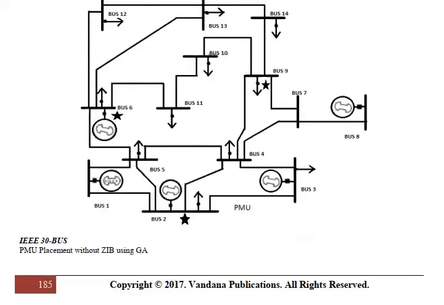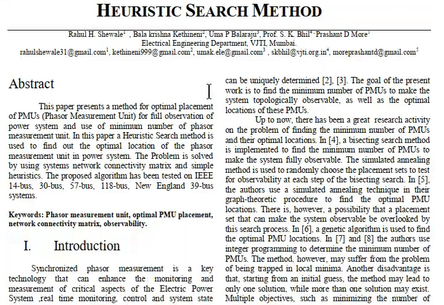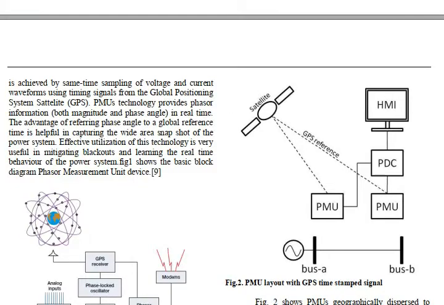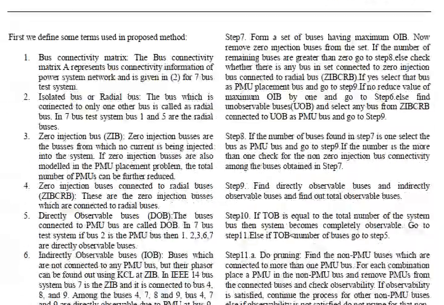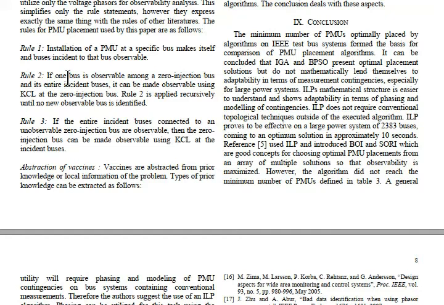So let's come again to the topic. First of all, we have made it clear what the purpose of a PMU, phase measurement unit, is. So let's define observability. There are certain rules that we should keep in mind while placing these phase measurement units in a power system to make the buses observable.